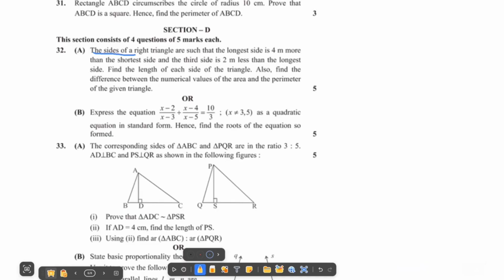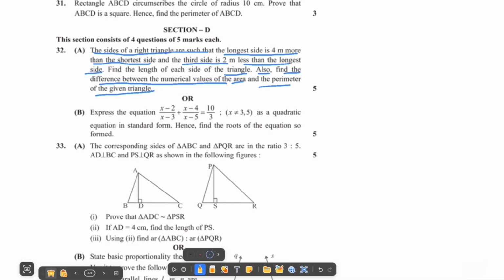The sides of a right angle triangle are such that the longest side is 4 meters more than the shortest side and the third side is 2 meters less than the longest side. Find the length of each side of the triangle. Also, find the difference between the numerical values of area and the perimeter of the given triangle.